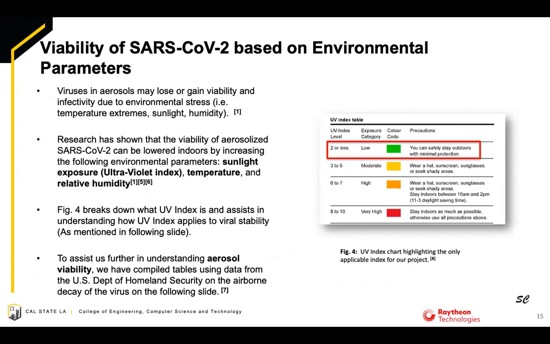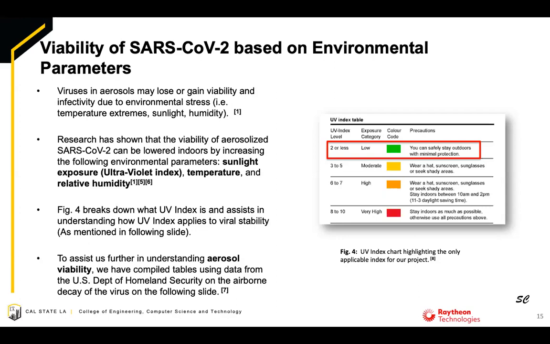We also looked at the viability of the virus based on certain environmental parameters. Microorganisms, particularly in aerosols, are heavily affected by their surrounding environment. These key factors include sunlight exposure, or the ultraviolet index, temperature, and humidity. When these parameters are increased, the survivability or half-life of the virus is lowered. An interesting point is that ultraviolet light plays a big role in reducing the survivability of the virus.